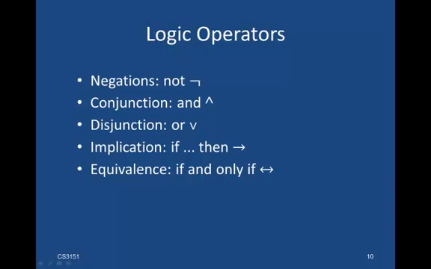The negation operation uses the NOT operator. The symbol looks like a dash with a little tail. The conjunction is an operation that uses the AND operator. The AND operation symbol looks like a flip V. The disjunction operation uses the OR operator, which looks like a V. The implication operation uses an arrow pointing to the right. Finally, the equivalence operation uses a two-sided arrow.